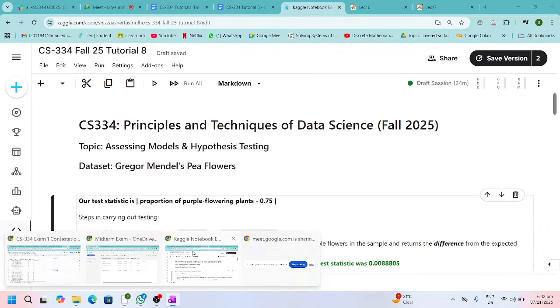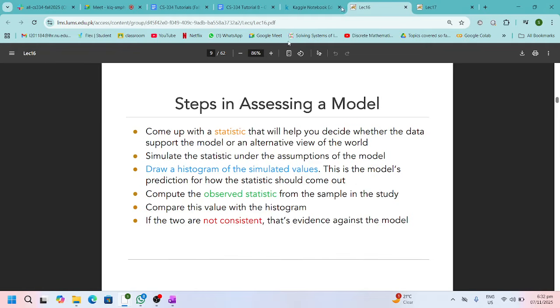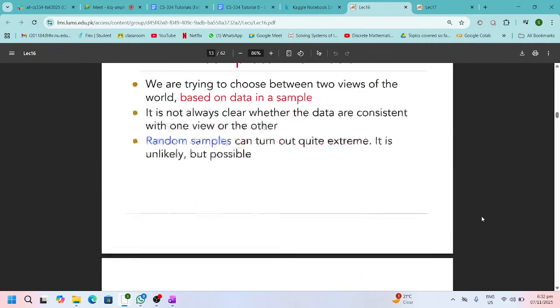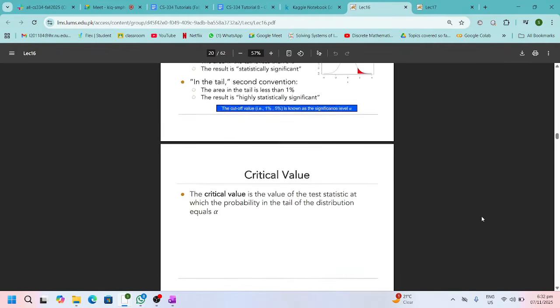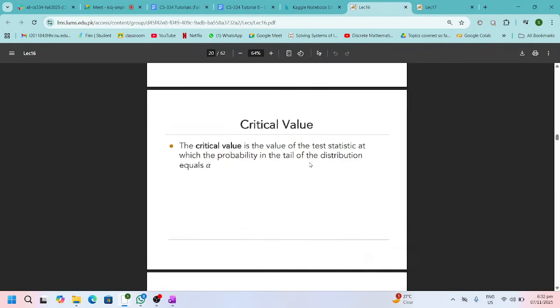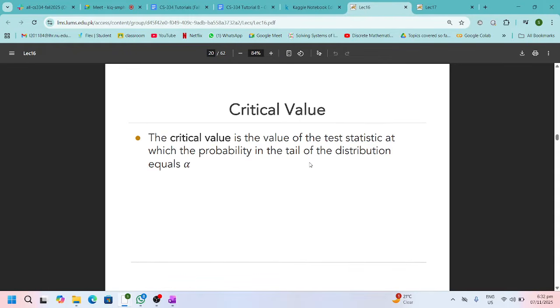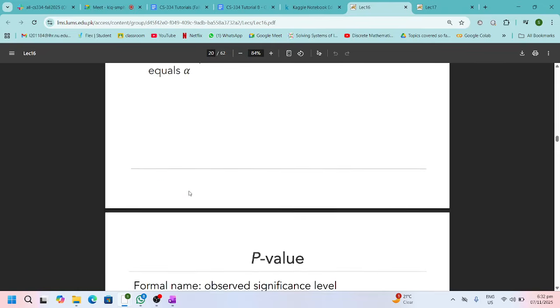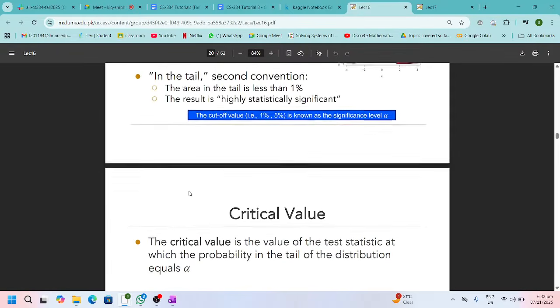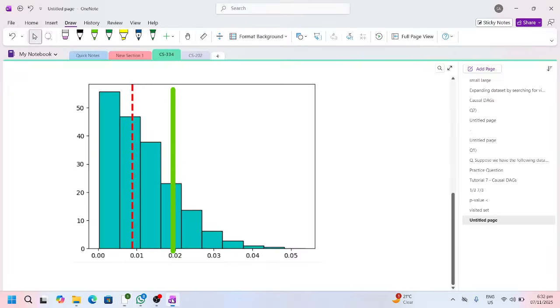So I will show you this concept of critical value here as well now. इसकी formal definition देख लेते हैं before I show you the significance level. So the critical value is the value of the test statistic at which the probability in the tail of the distribution equals alpha. My bad. First, I have to tell you what alpha means over here as well.